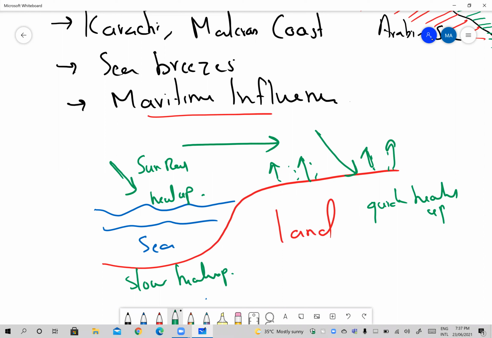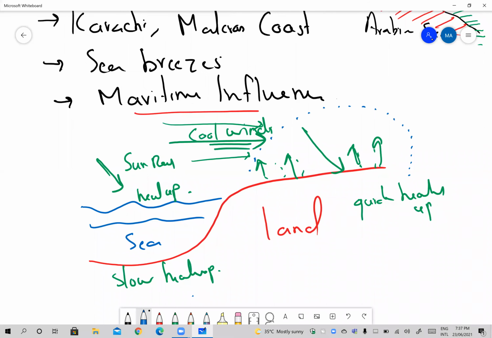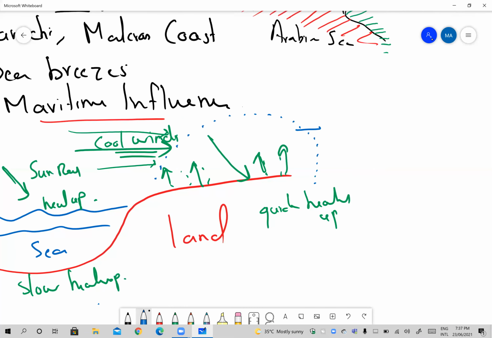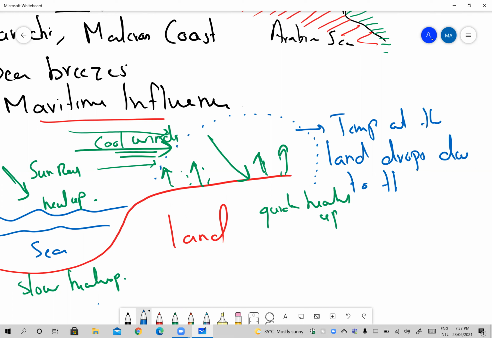So the winds that blow from the sea to the land are cool winds. And these cool winds influence the climate of this land as well, and they drop the temperature. So you can say the temperature of the land drops due to the cool winds from the sea.